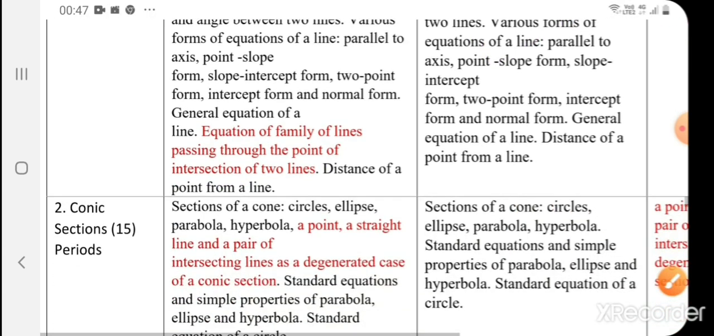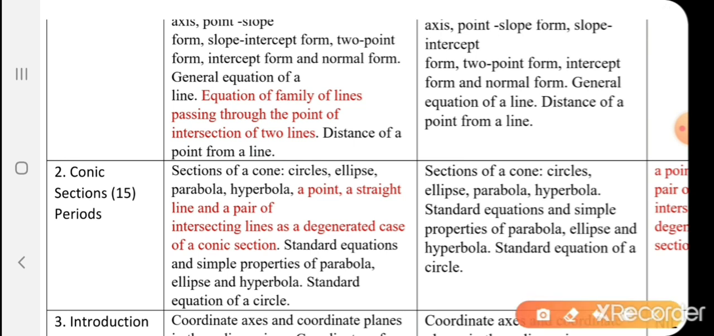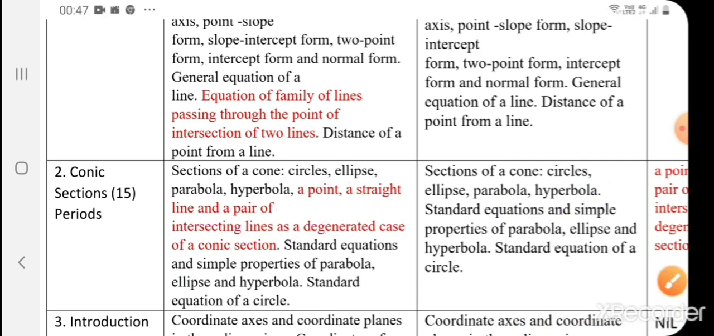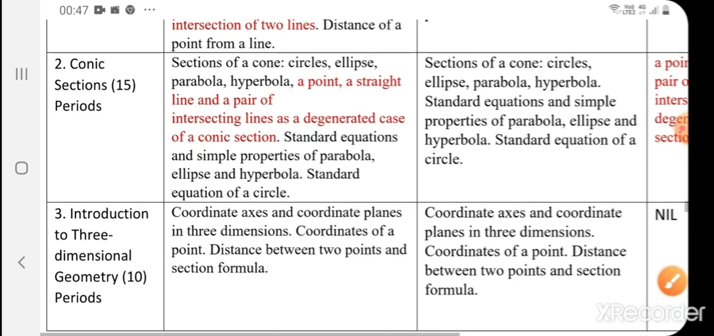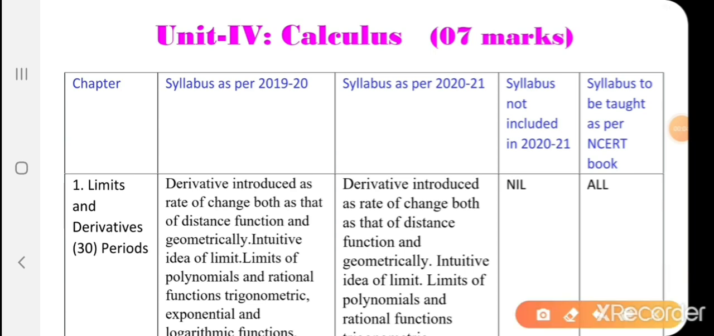In conic sections, only the degenerate situations of a point, a straight line, and a pair of straight lines are excluded. Everything else is included. The red color parts are excluded and everything else is included. In introduction to 3D, nothing is excluded. Everything is present this year. Similarly, in Unit 4, calculus, nothing is excluded. Everything is present because it is important for physics and also mathematics.